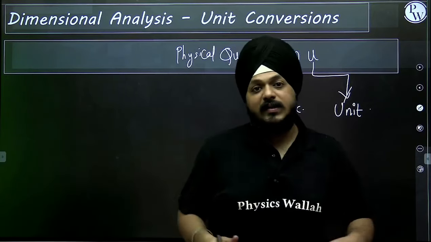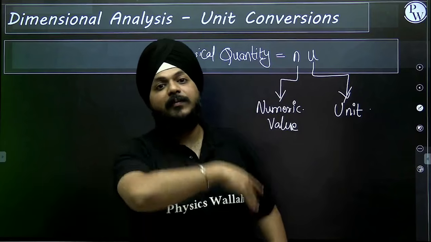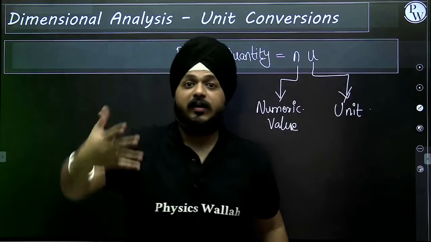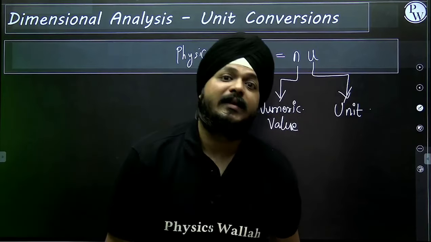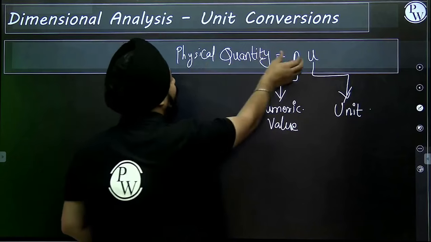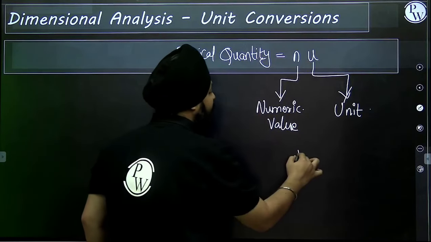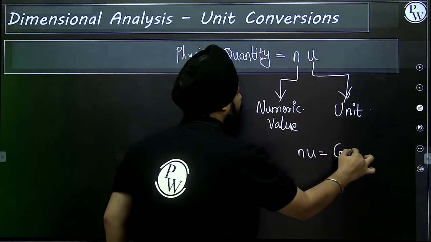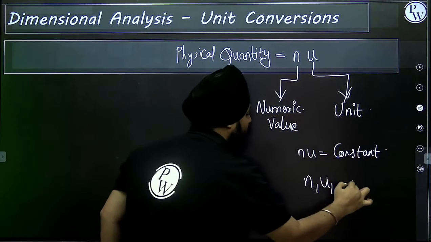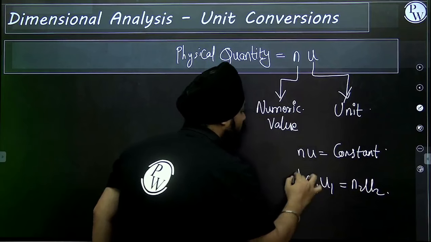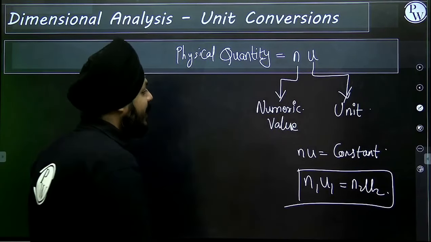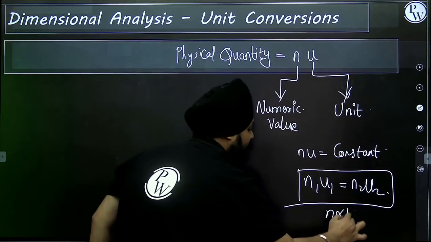As I said in my previous example, mom slept, with what intensity? How is it measured, in what unit? So a physical quantity always comprises these two things, and N times U is always constant. In two phases, N1 U1 is always equivalent to N2 U2. In another sense, I can also say N is inversely proportional to U.